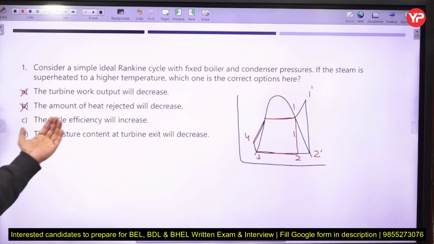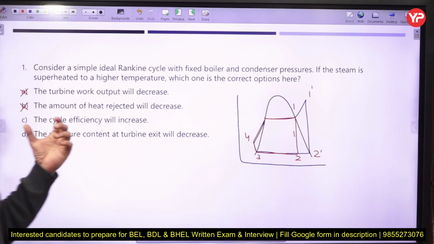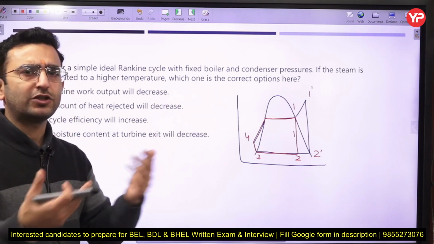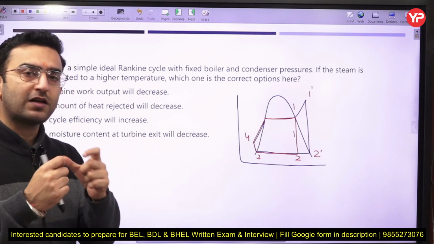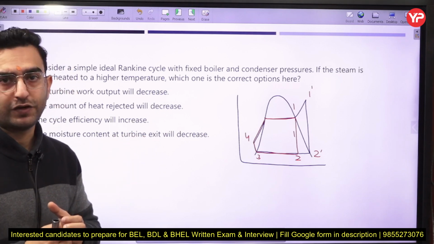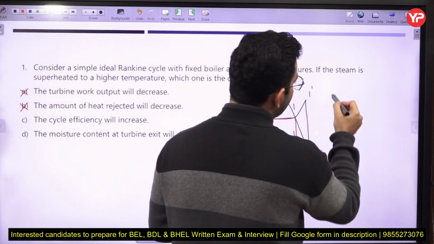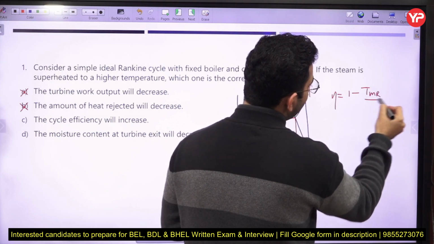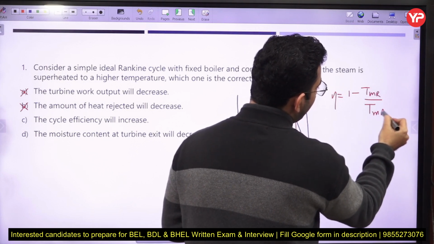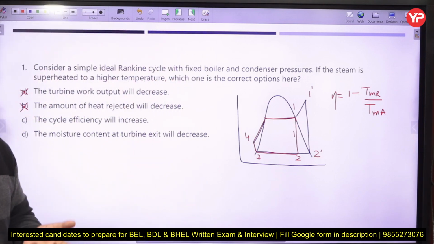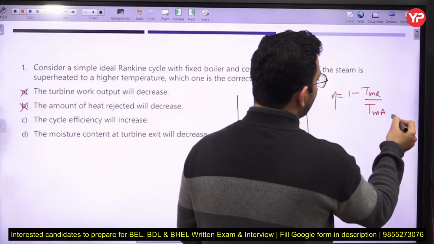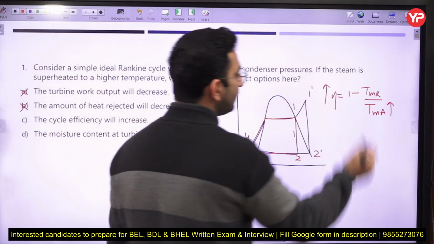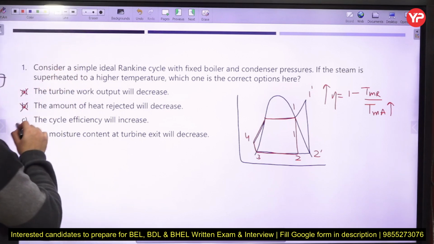The next option is that cycle efficiency will increase. In order to compare cycle efficiency, you should understand the effect of superheating, reheating or regeneration on the mean temperature of heat addition and the mean temperature of heat rejection. If I write the efficiency formula in terms of mean temperatures, T_MR represents the mean temperature of heat rejection and T_MA represents the mean temperature of heat addition. As soon as you increase the mean temperature of heat addition through superheating, the efficiency also increases. So option C is the correct one.